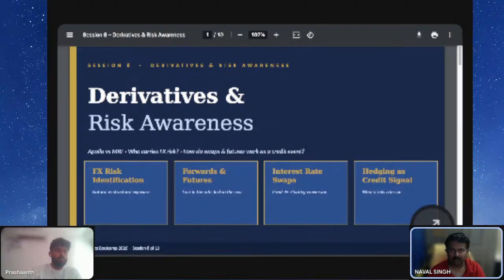So okay, let me load the file. The derivatives risk. Let me share the tab.